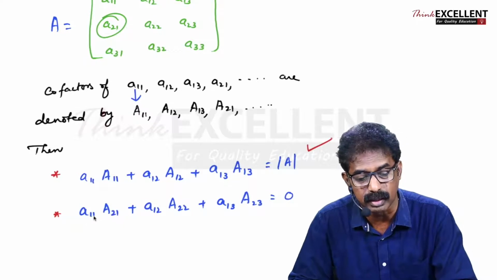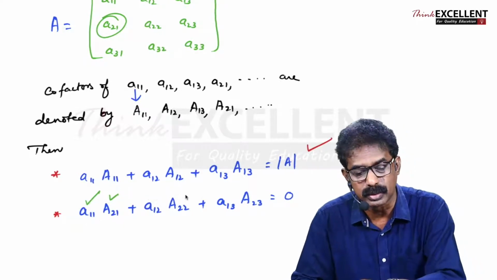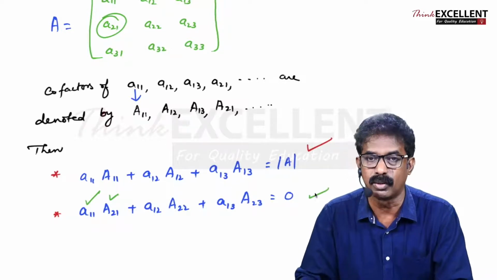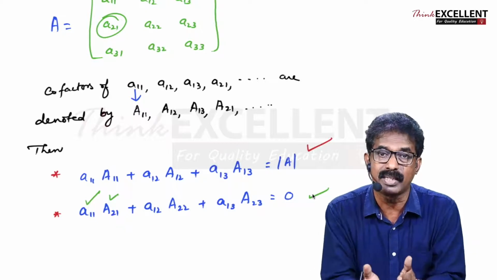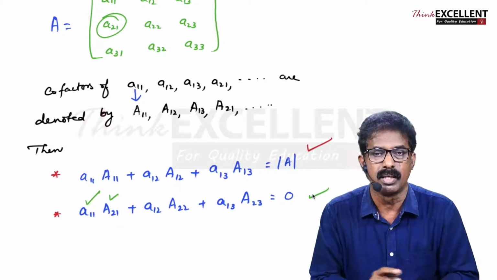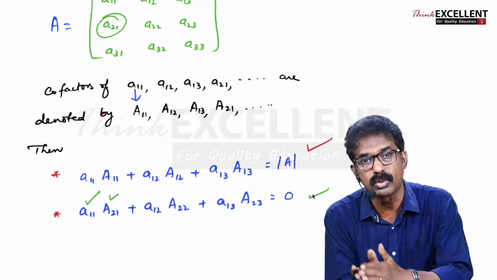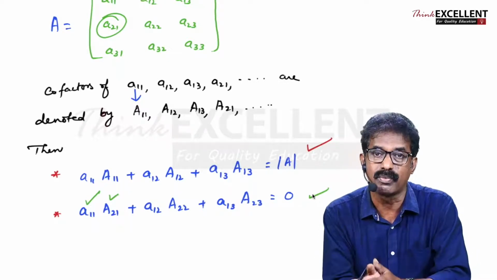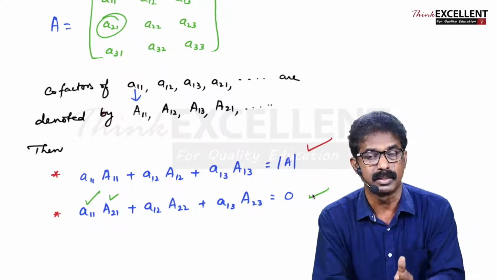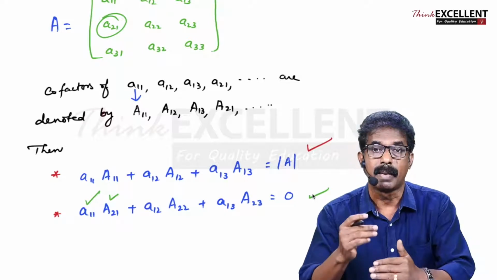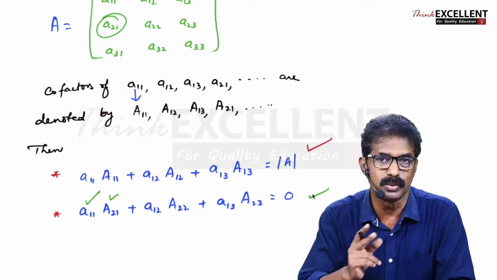A11 into A21. First row element, but some other row's cofactor, right? A12 into A22, A13 into A23, then your answer is 0. What does the first result say? You take one row, multiply by its own cofactors and add, your answer is the value of the determinant. First row means its cofactors, second row and second row's cofactors, third row, third row's cofactors. Then your answer is delta or determinant A. But if you take one row's elements, multiply by some other row's cofactors, then your answer will be 0. So two results. Hope you are thorough with that.